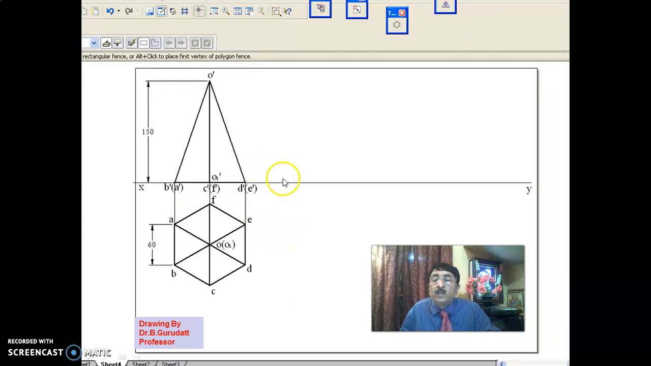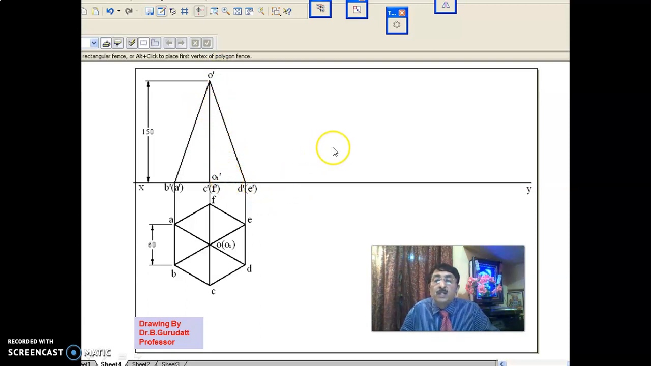Now, in the front view, this height is 150, and since you are taking a scale of 1:2, you write it as 75. Here also, with a scale of 1:2, you write it as 30 mm. Now, since B is nearer, B dash A dash; since C is nearer, C dash F dash; since D is nearer, D dash E dash; and the axis is O dash O1 dash.